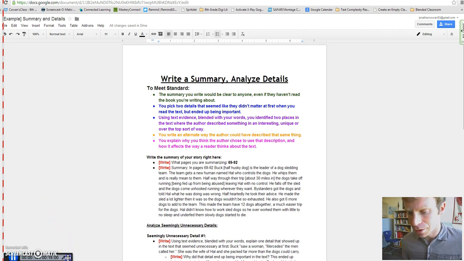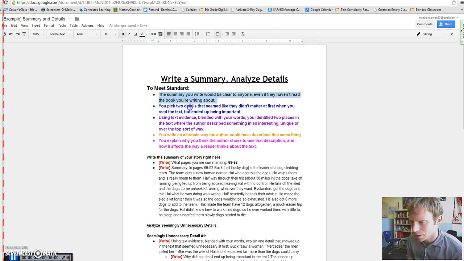Right, in this one, we are going to focus on how to write a summary and analyze details and how to meet standard in this assignment. So here's the requirements. Summary, as always, needs to make sense to me because I haven't read your book.